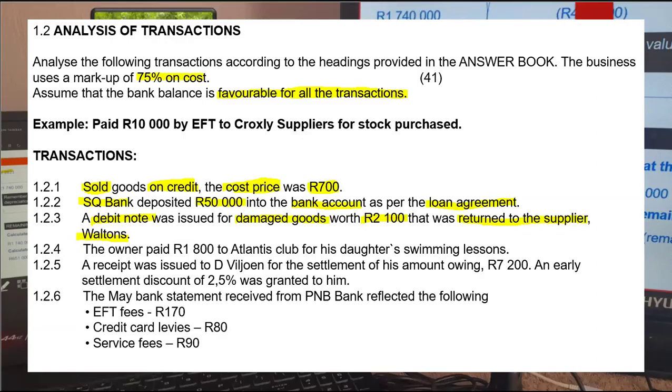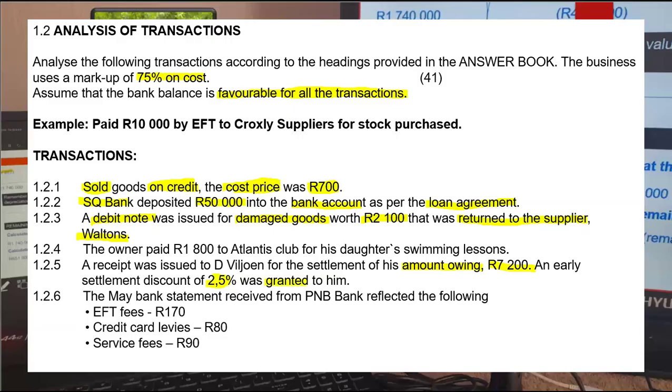All right. The owner paid 1,000. Okay, we have done that one. We will go to 1.2.5. A receipt was issued to D. June for the settlement of fees amount owing of 7,200. Please note that that 7,200 is the amount owing. It is not the amount that we received from D. June. An early settlement discount of 2.5% was granted to him.